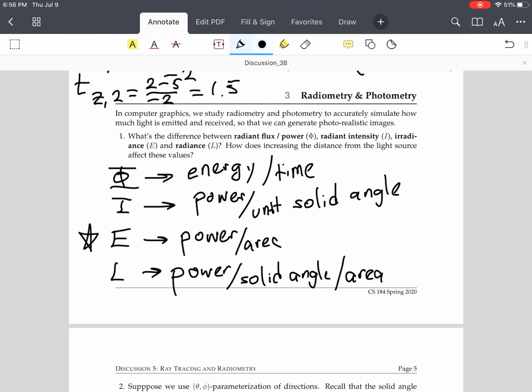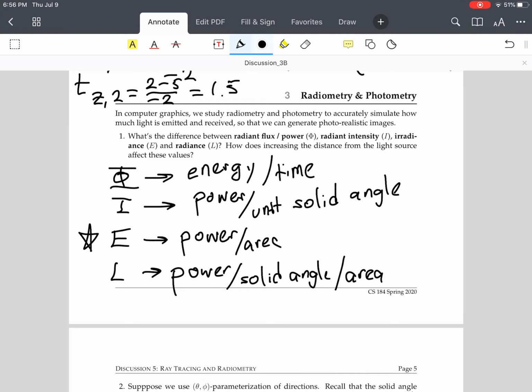And so as we examine these, the best way to think about this is, let's say we had a point light source and a sphere around it. Okay, and we look at how much power or energy is hitting the sphere. Well, no matter if we increase the radius of the sphere, move far away, it's going to be the same, right? The energy being released, hitting the sphere, is the same. So radiant flux stays the same.